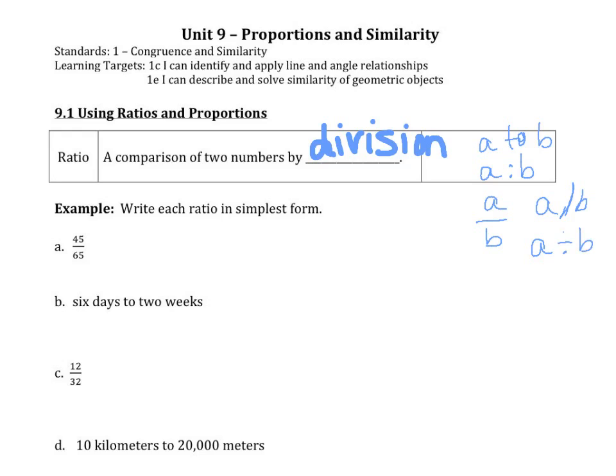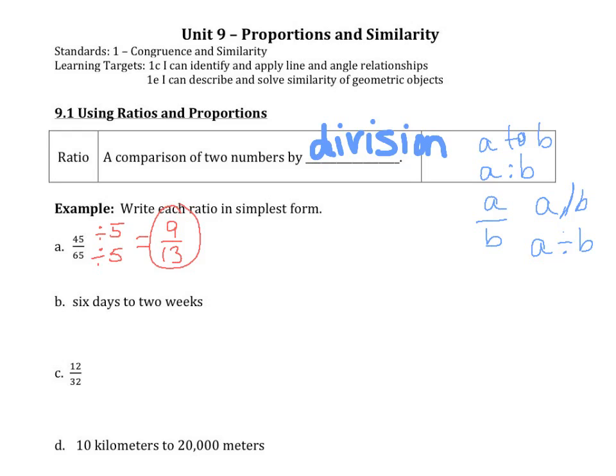Moving on to our first example here. We are going to write each ratio in simplest form. Basically, we're going to be looking at this fraction and seeing what we can divide them both by. I see that I can divide 45 and 65 both by 5. So I'm going to first divide 45 by 5. I get 9. 65 divided by 5 is 13. That's then our simplest form.